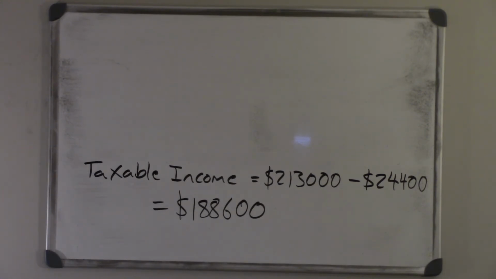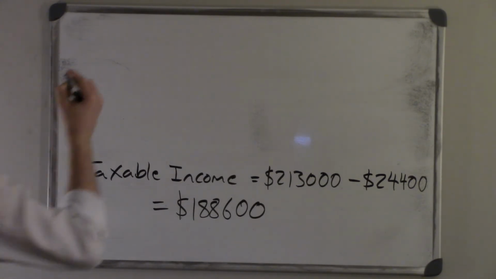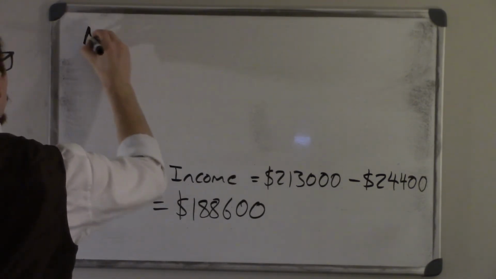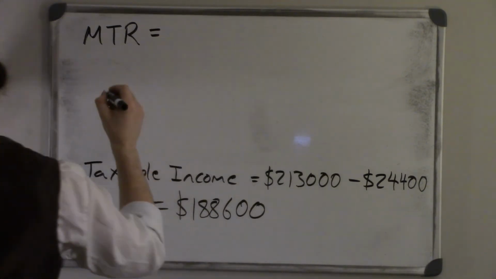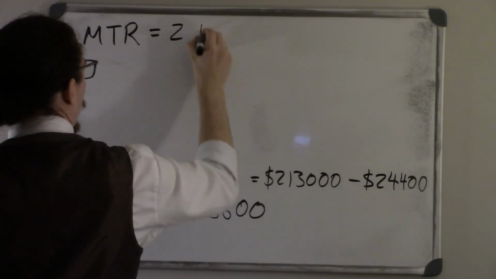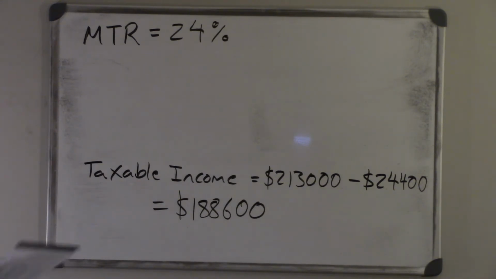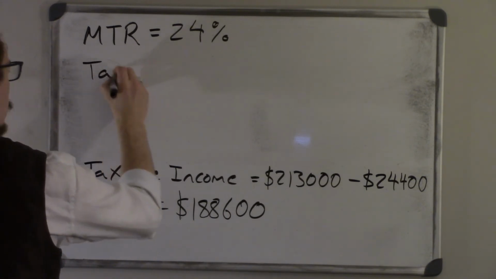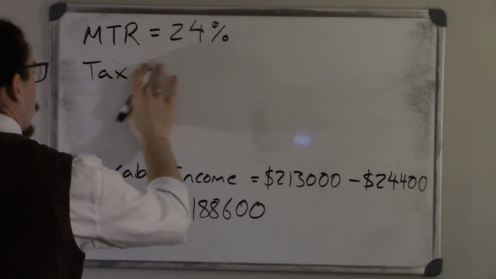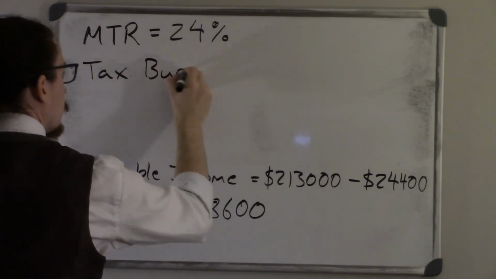All right, so for our marginal tax rate, this $188,600 falls into the fourth bracket, which is taxed at a rate of 24%. So our marginal tax rate is 24%. Then we can go and get our tax burden.